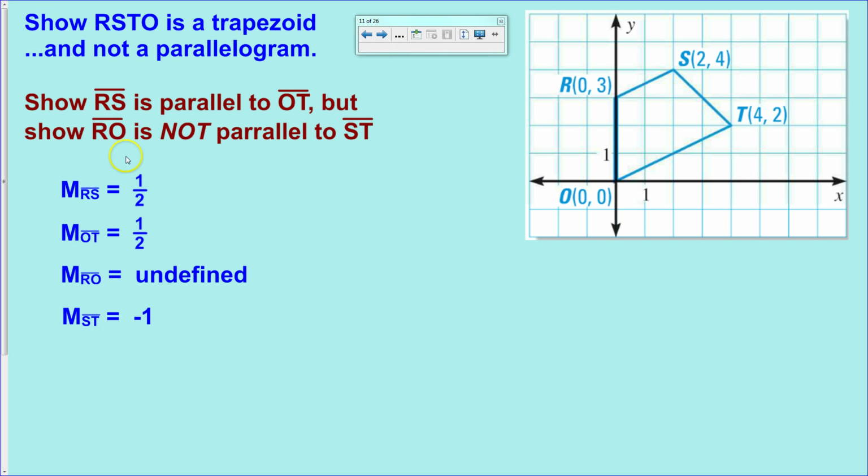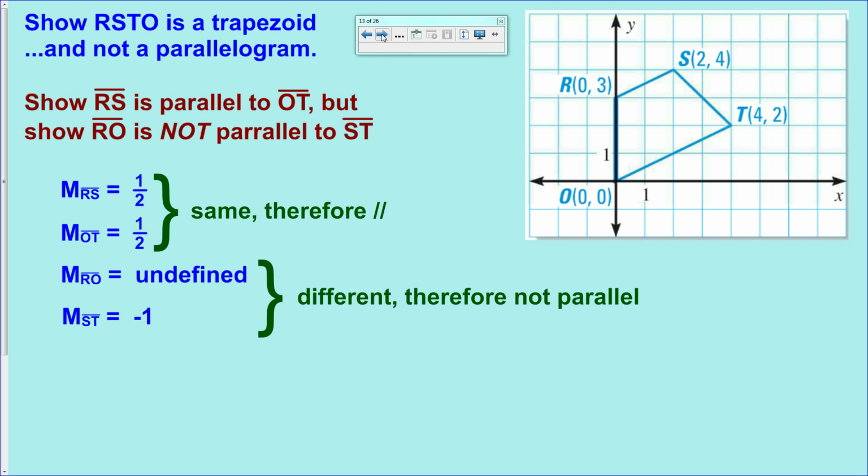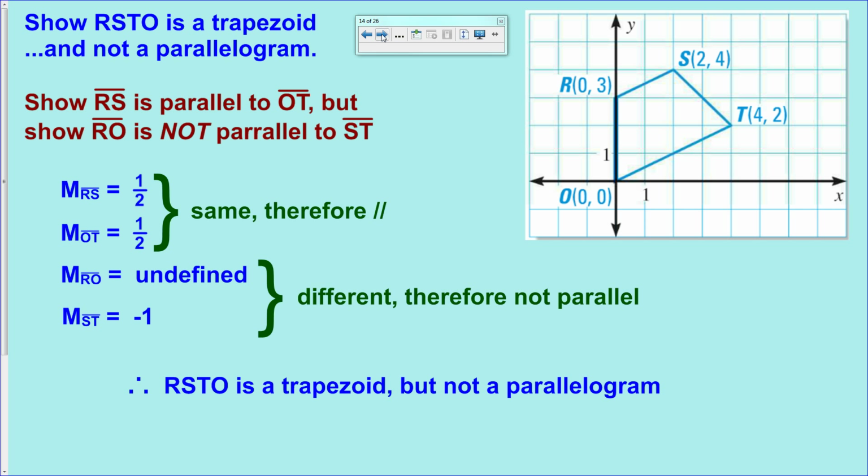When you do that, you get these results, and you'll find that the slope of RS is 1/2 and the slope of OT is 1/2. Hey, those are the same, therefore they're parallel. And then you've got the slope of RO, which is actually vertical, so we'll call that an undefined slope, and the slope of ST is -1, which are obviously very different from each other and therefore not parallel. So therefore, this shape has exactly one pair of parallel sides, but not two, and therefore is a trapezoid, but not a parallelogram.